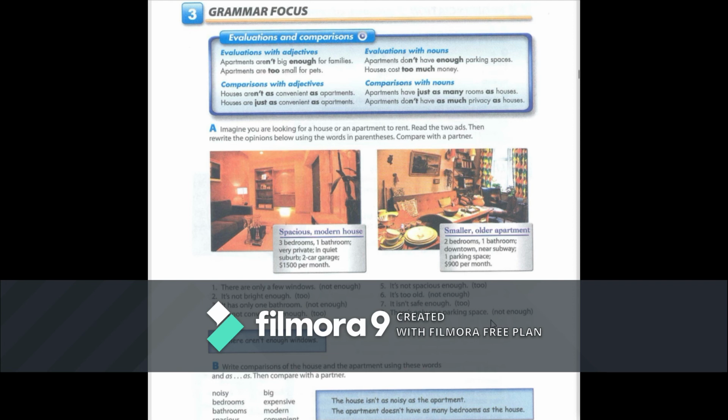So now you understand how to use enough in evaluation, and too with these words. And now we're gonna continue. So this was about the evaluation. We're gonna continue with other things, which is about comparisons.